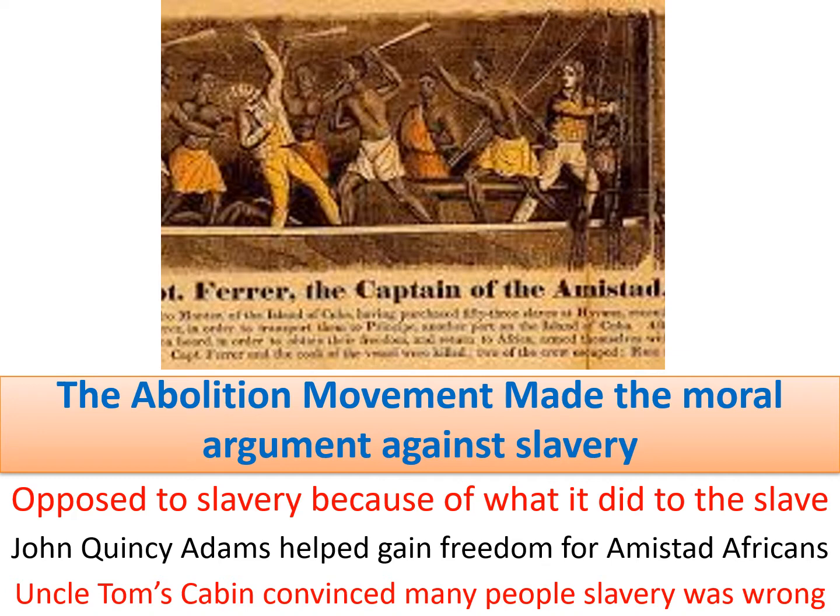The most famous book of the 1800s was a novel which told about the horrors of slavery, which was called Uncle Tom's Cabin.